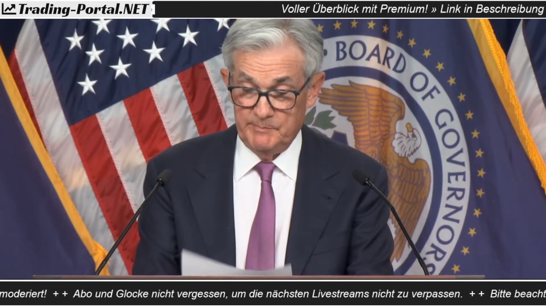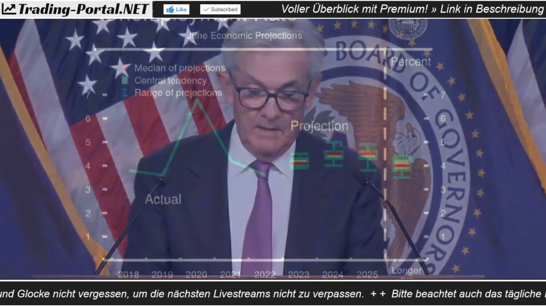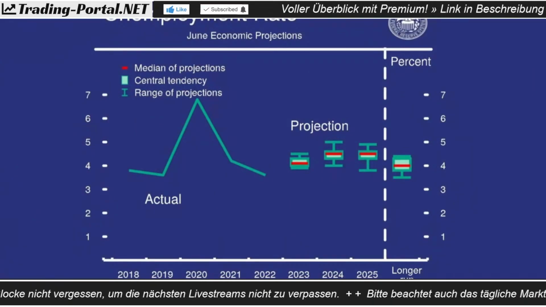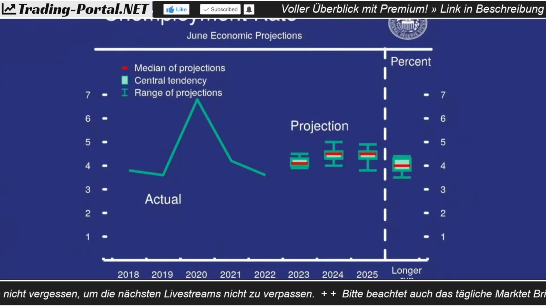FOMC participants expect supply and demand conditions in the labor market to come into better balance over time, easing upward pressures on inflation. The median unemployment rate projection in the SEP rises to 4.1% at the end of this year and 4.5% at the end of next year.